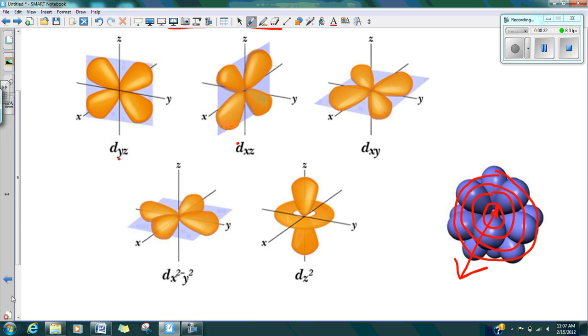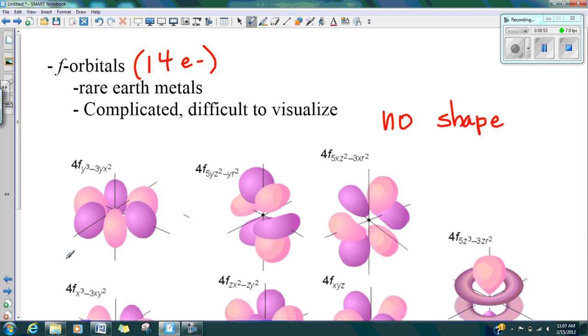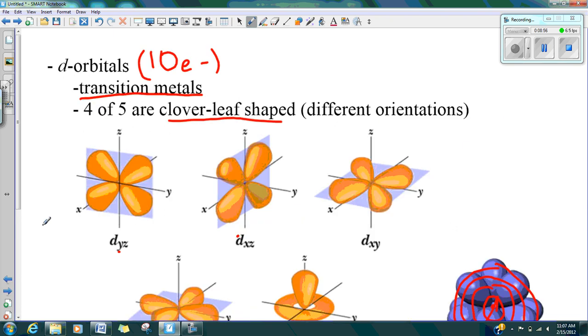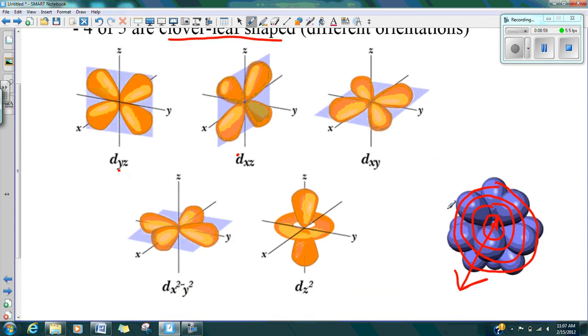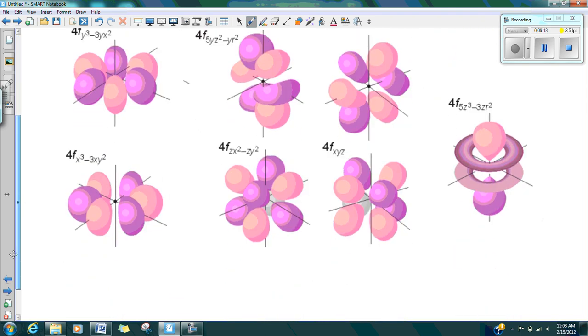Okay, then the next one, we have our f orbitals, and again, they can hold 14 electrons, and those are those rare earth metals down at the very bottom. They are complicated, they are difficult to visualize. For the most part, we never classify them as having any shape, because all they're doing is filling in the shape outside of here. So if you can think about this d-shaped thing, then we have these f orbitals out here, and they follow some sort of pattern, but it's really just not a shape that we can identify with. And I know they have drawn some shapes here, but again, it's just regions filling in outside of that d orbital.